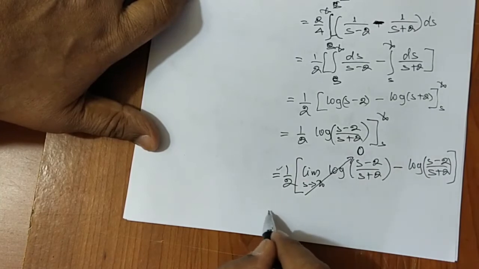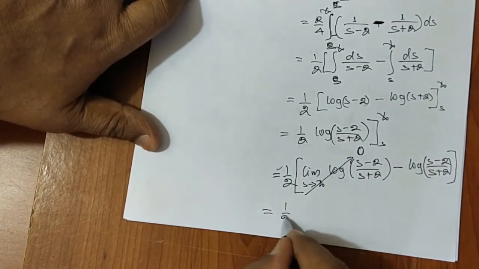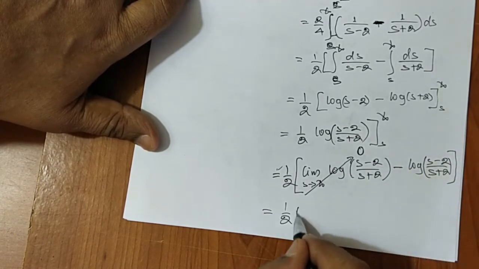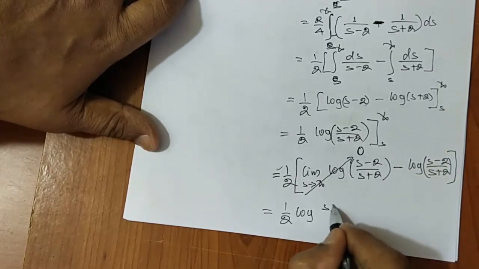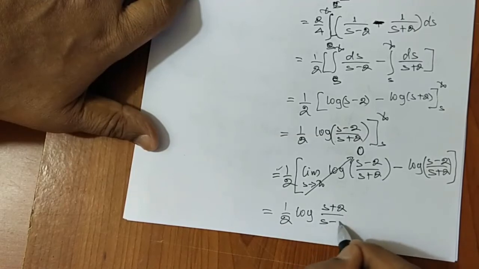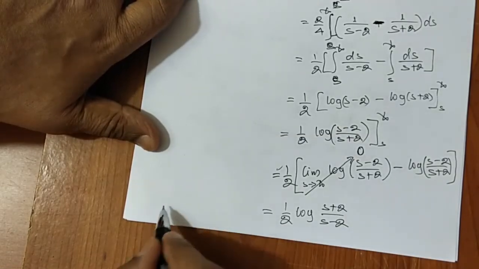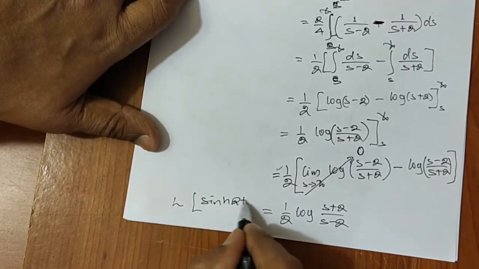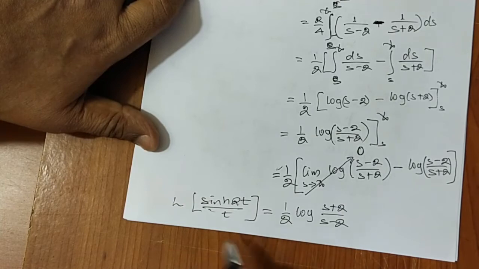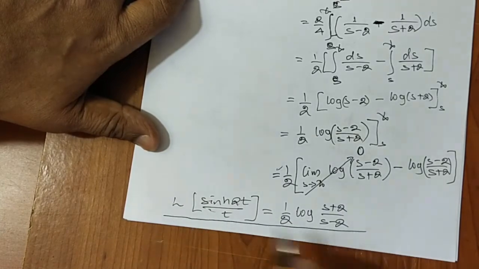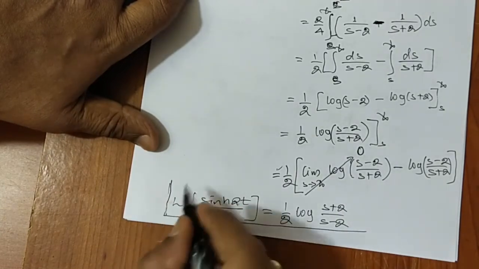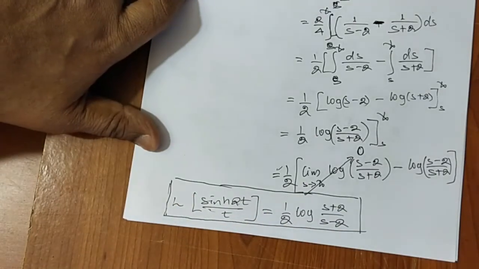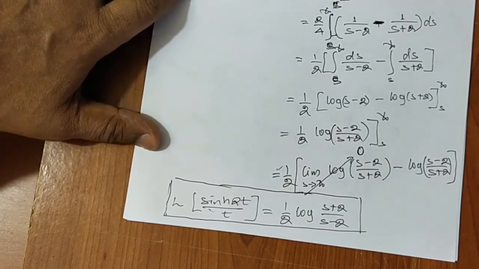Therefore, what I get? So this will be equal to what? Half of minus, I can invert these two. I can write this as what? Half of log of s plus 2 over s minus 2. So this is my L of sine hyperbolic 2t by t. So this is my second problem which I have solved on this property.